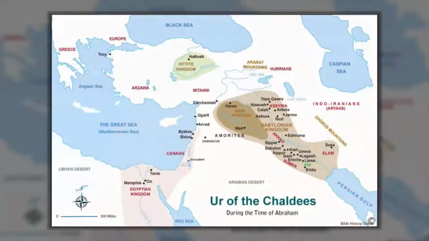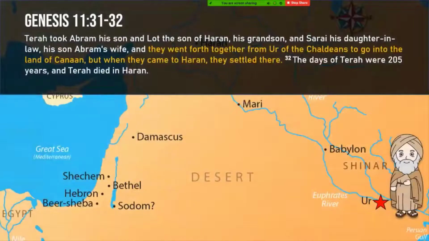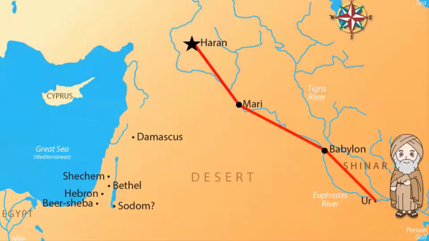As a matter of fact, I think if we go back, we can see on the map here, Ur is right down here. This is where Abraham was born. And then up here, Haran. Haran was actually named after his brother. And so they had traveled to Haran, the place that was named after his brother. And that was where his father Terah died. And so here's the path from Ur up through Babylon, Mari, and then to Haran.